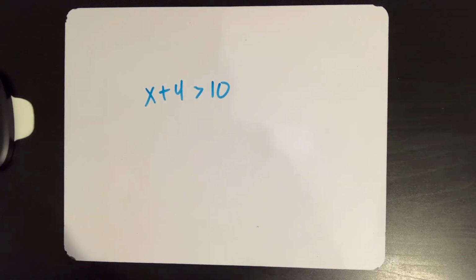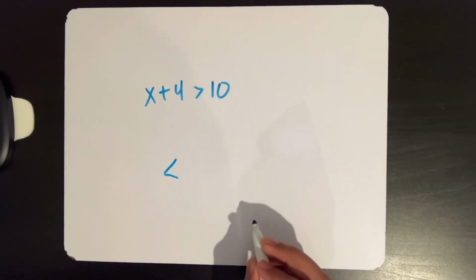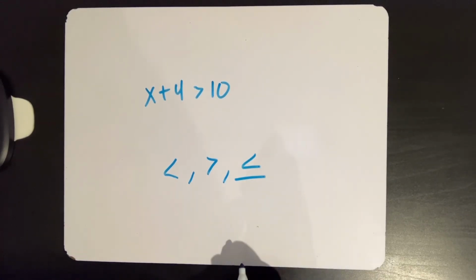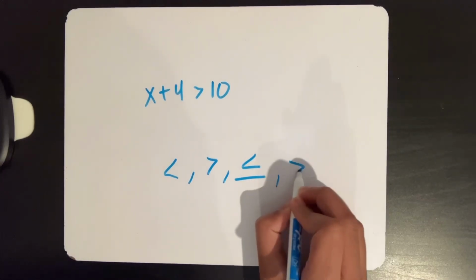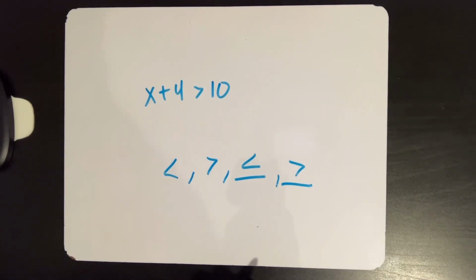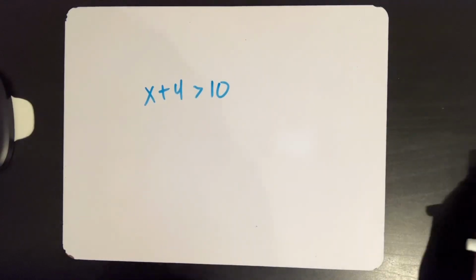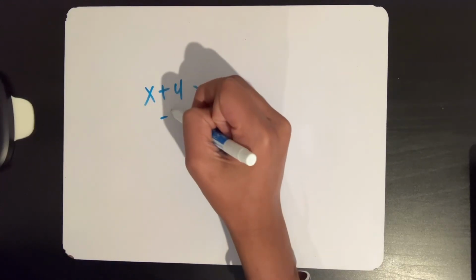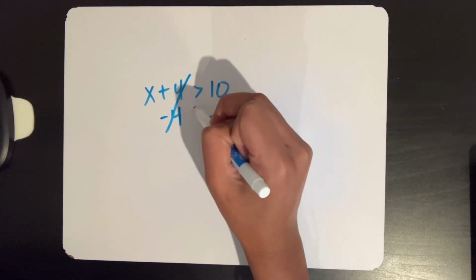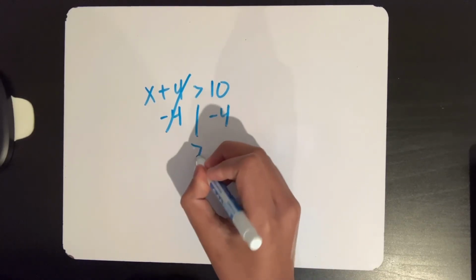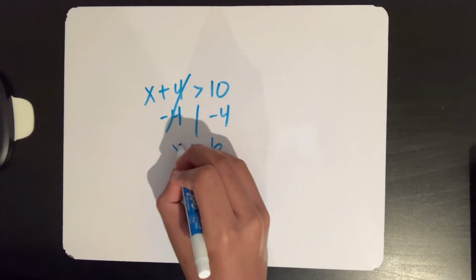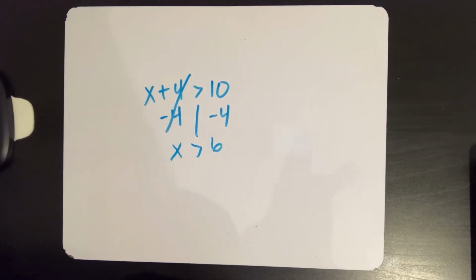Just like equations, but with symbols like this: less than, greater than, less than or equal to, greater than or equal to. Our example is x plus 4 is greater than 10. First, we're going to subtract 4 from both sides. Bring down the inequality sign. 10 minus 4 equals 6. And bring down our variable. X is greater than 6.